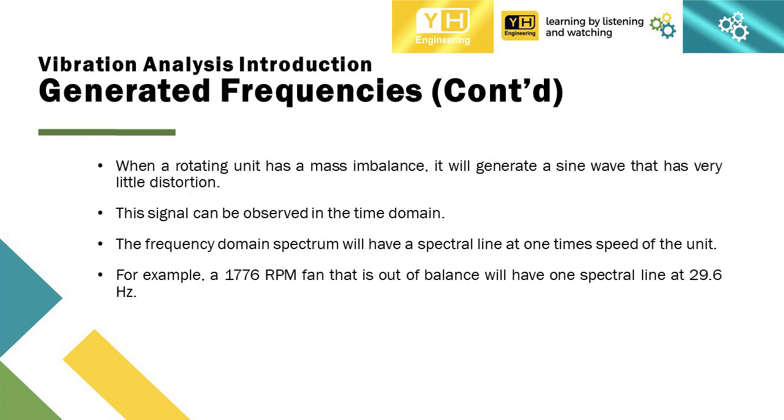When a rotating unit has a mass imbalance, it will generate a sine wave that has very little distortion. This signal can be observed in the time domain. The frequency domain spectrum will have a spectral line at 1 times speed of the unit. For example, a 1776 RPM fan that is out of balance will have one spectral line at 29.6 Hz.